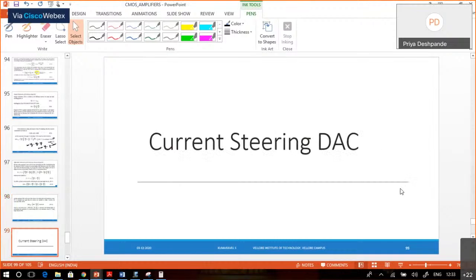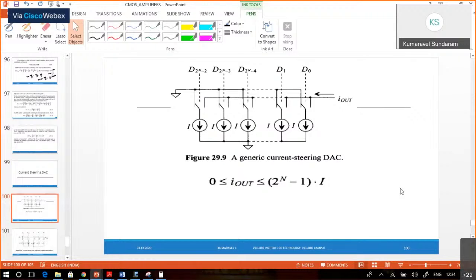So now, current steering diagram, most advanced current steering digital to analog converter architectures. The purpose is, in resistor string, we are using resistors. It's a passive component. Even though you can realize it using a transistor to behave like a resistor, the area that is going to be occupied is going to be more. To realize a high value of resistance in the fabrication process is going to be difficult. So to overcome that, we can go with current steering DAC.